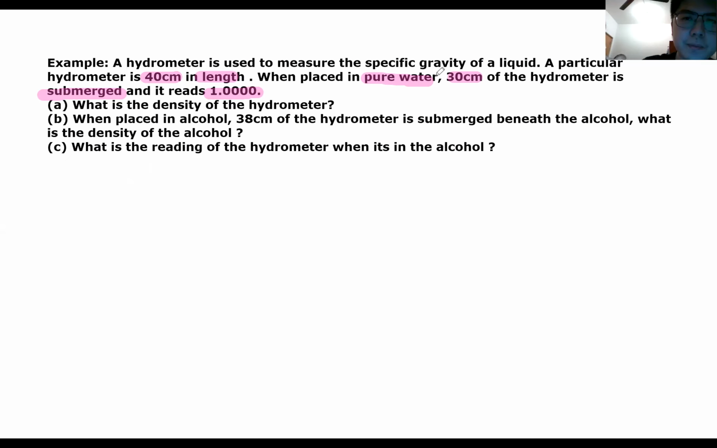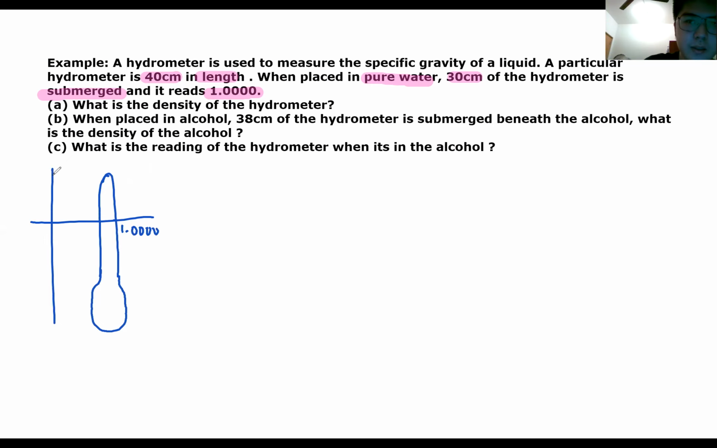Okay, let's draw it first. Now, when submerged in pure water, let's say this is the hydrometer, and this is the water. Here it reads 1.0000. And the length of the hydrometer here is 40 cm, right? 40 cm. And 30 cm is submerged here. 30 cm. Now, first, A.